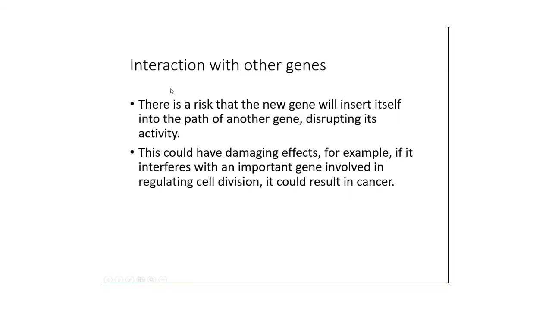Even if everything went well, the gene was delivered, there was no immune attack to the delivery method, and the gene was not suppressed by the cell's defense machinery, there would still be the concern of interaction with other genes. There is a risk that the new gene will insert itself into the path of another gene and therefore disrupt its activity. And when that happens, it could lead to damaging effects. For example, if you're trying to insert a gene to replace a loss of function of a gene, and you end up interfering with another gene that regulates cell division, that could end up resulting in cancer.